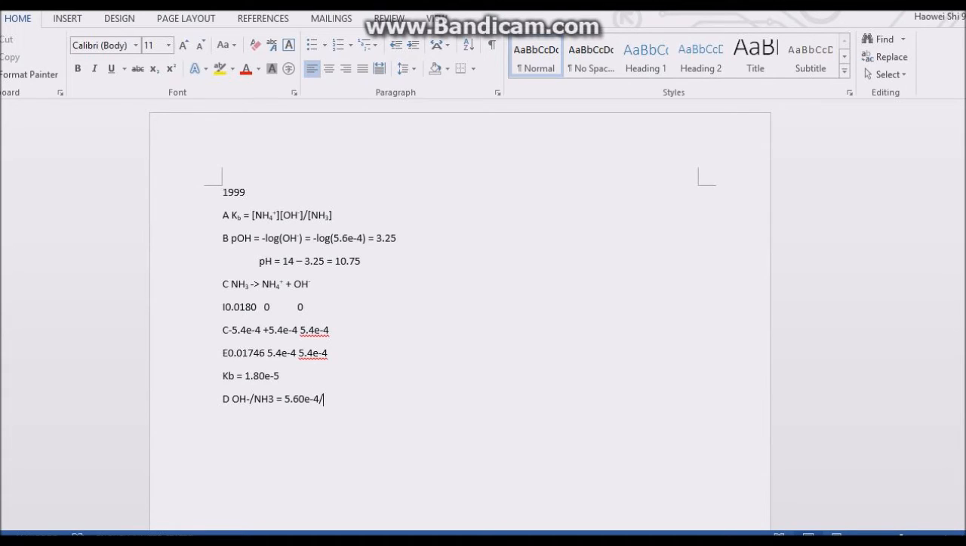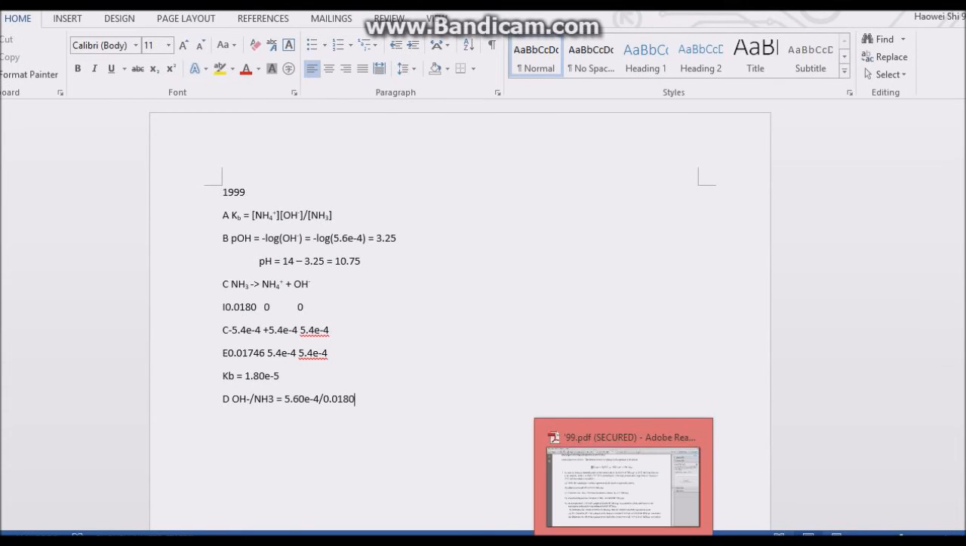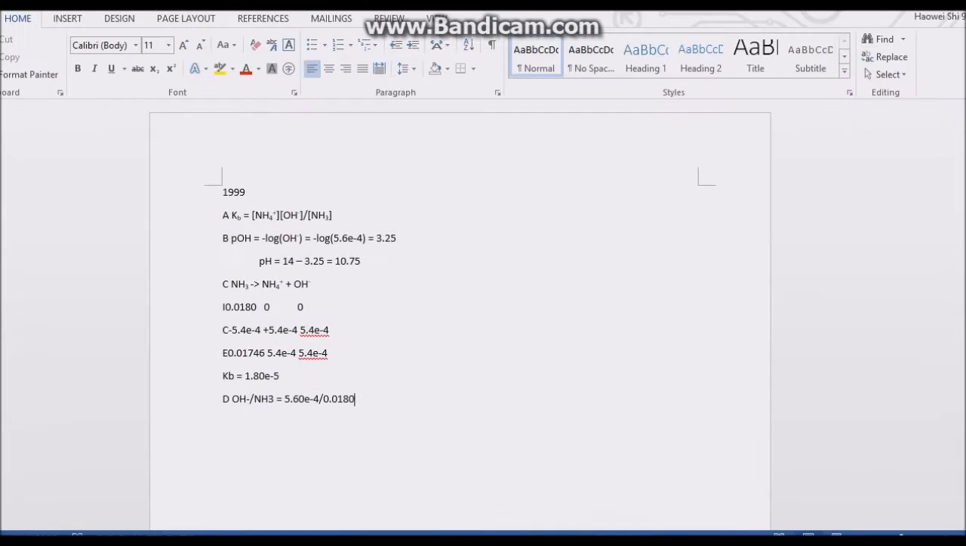Divided by, double check it, and yeah, that's correct. So the answer for that, according to my calculator, is 0.0311. Since it asks for percent, we just need to times it by 100%, which yields 3.11% ionization. Pretty easy.